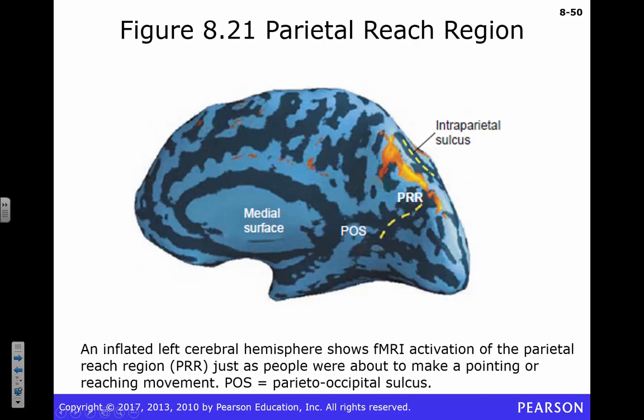All right, so this is a brain. You can see here is the parietal reach region. See, that's active.